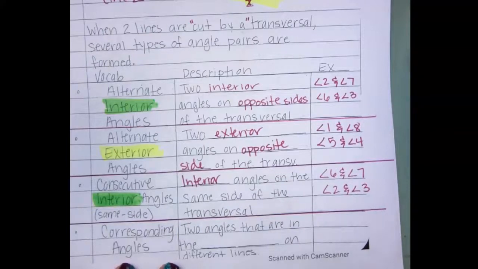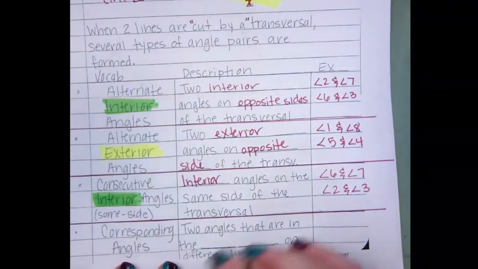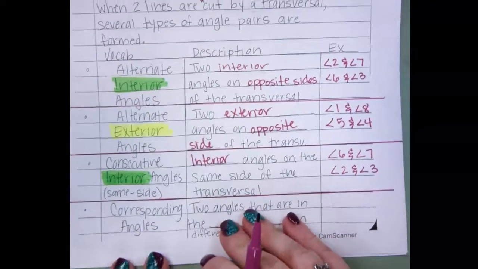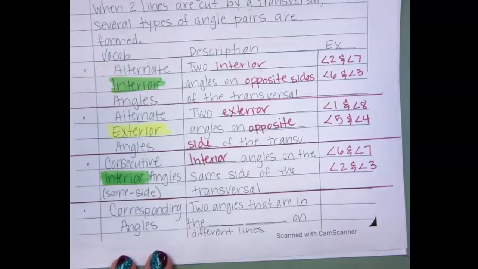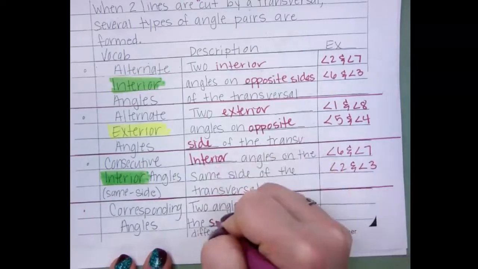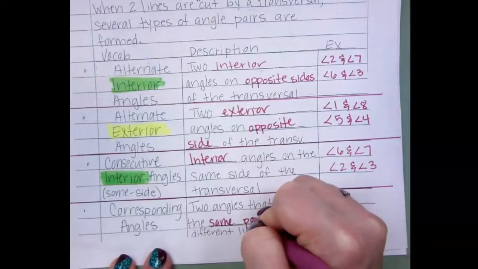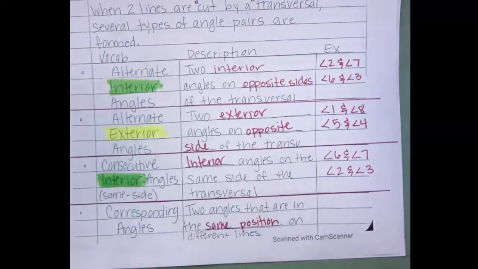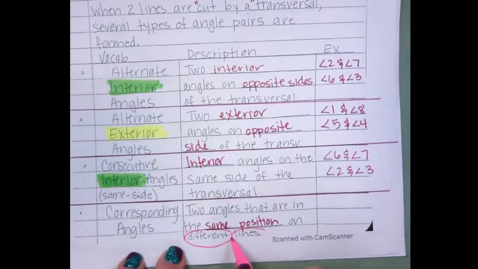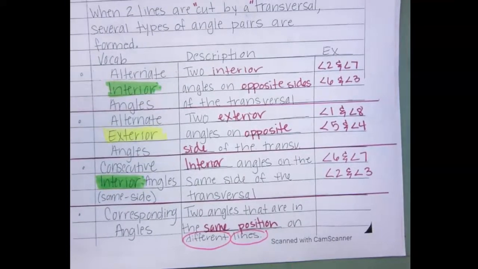Cool. All right, corresponding. This is the one that the name, if you know what the word corresponding means, it totally makes sense. But if you don't know what the word corresponding means, it won't make very much sense. So corresponding angles are two angles that are in the same position on different lines. Not different transversals, different lines. Same position, different lines. So let's go look what that means.